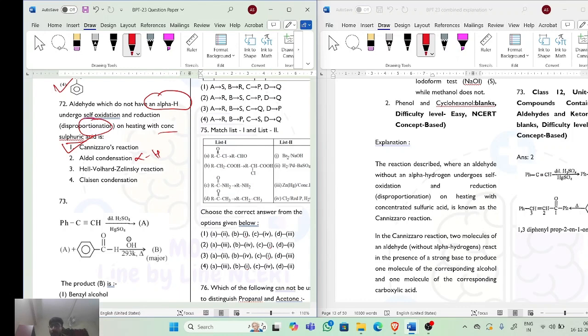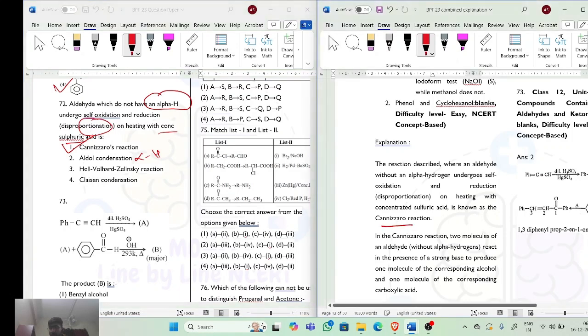In the reaction described, the aldehyde without an alpha H undergoes self-oxidation. This is known as the Cannizzaro reaction. In Cannizzaro, two molecules of aldehyde without alpha H react in presence of a strong base to produce two molecules, of which one is the carboxylic acid and another is alcohol, which is known as disproportionation. One is oxidation and another is reduction. So option number 1 will be our correct answer.